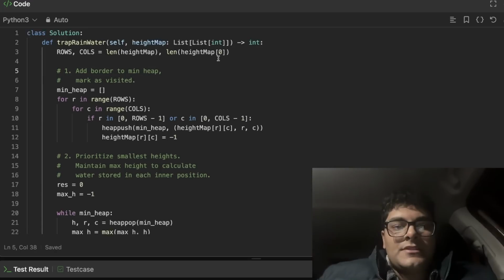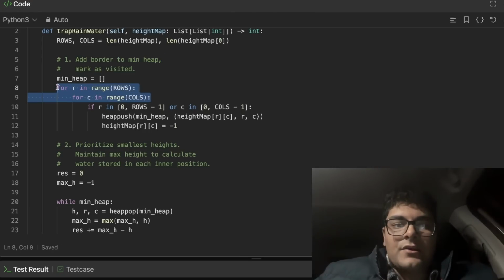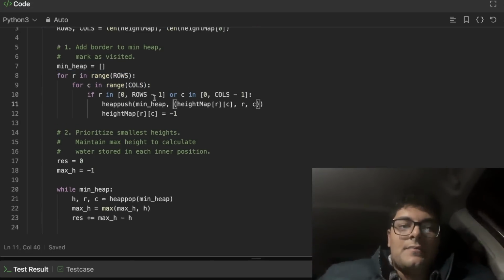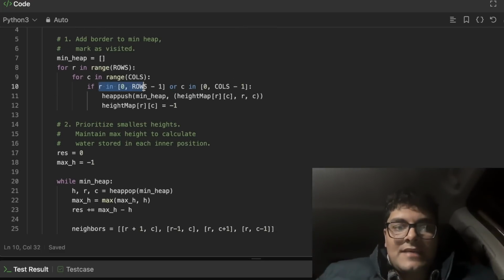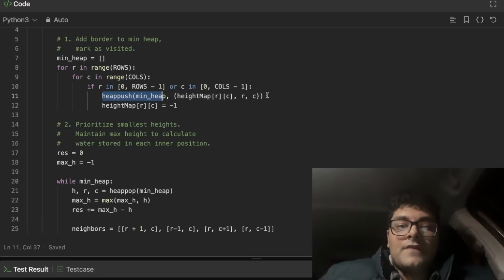The first step is going to be initializing the minimum heap with all of the cells that are on the border. So what we're doing here is we're just going over the entire grid. And I mean, we didn't need to do that. We probably could have just gone through the first and last column and first and last row, but we're doing it this way. And here in this if statement, what I'm checking is either the row is the first row or the last row, or the column is the first column or the last column. And if so, then we're pushing to the minimum heap a tuple of 3 values. The values are the height of that position as well as the coordinates of that position.